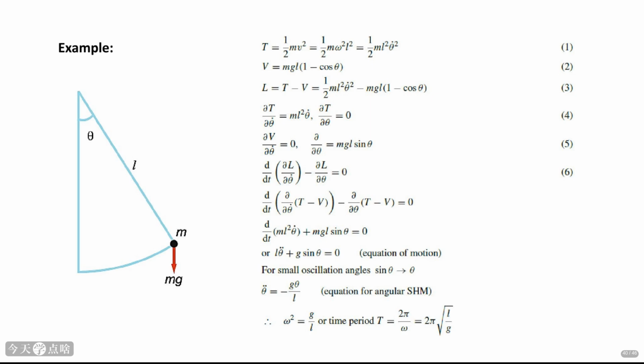This simplifies the equation to theta double dot plus g over L times theta equals 0, which is the standard equation for simple harmonic motion. From this, we find the natural frequency omega squared equals g over L and the period T equals 2 pi times the square root of L over g. This confirms the Lagrangian method works even for nonlinear systems.